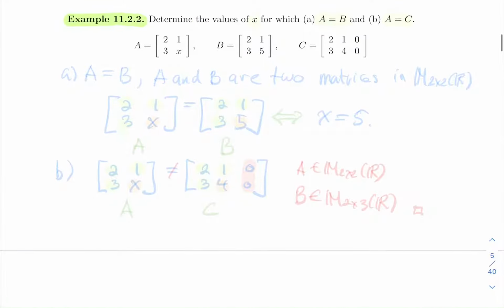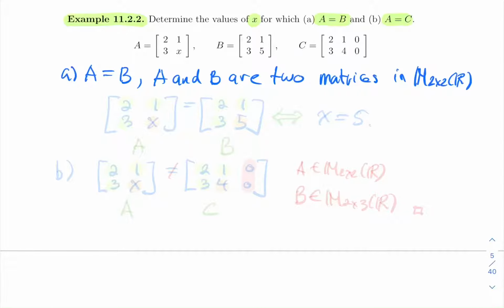So here's an example. Find the value of x such that, first, A is equal to B, and then we'll check if we can find a value of x such that A is equal to C. For the first question, if we're trying to check if A is equal to B, the first thing to notice is that A and B are two square matrices of size 2 rows, 2 columns, so our two matrices are in M 2 by 2. So there's hope for them to be equal if you set them equal to each other.